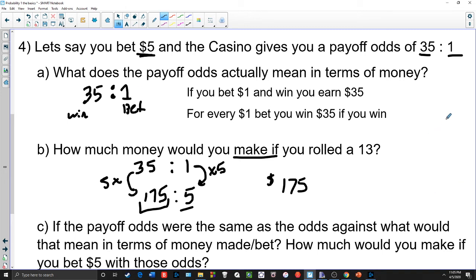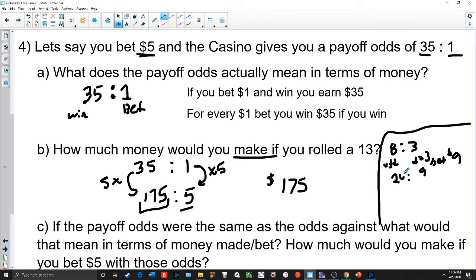As a side example, let's say you're playing another game and the payoff odds were 8 to 3, and they asked, what if you bet and won off of a $9 bet? That means it'd be 3 times 3, which gives me 9. So 8 times 3 gives me 24. So I would make $24 off of a $9 bet. Usually payoff odds are given as something to 1, because that makes it easier for people to figure out how much money they want to bet. But you can do it without it being a 1 by just doing some math.